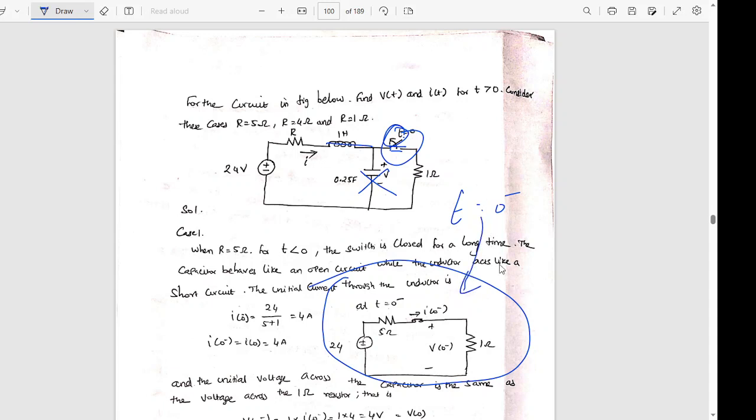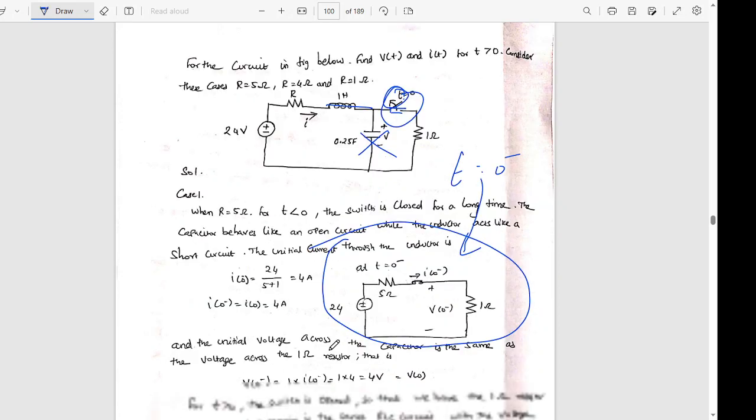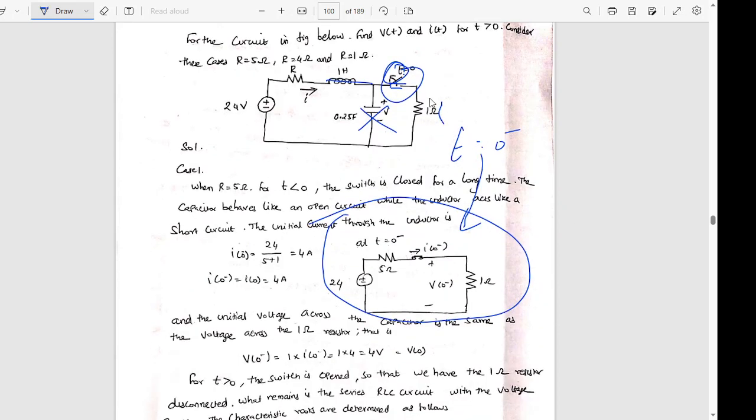Okay, my circuit looks like this. So everything will be there. The inductor acts as a short and the capacitor will act as an open circuit. So I can find out the voltage across this 1 ohm as the voltage across the capacitor at steady state, and the current through this will be the initial current of the inductor.